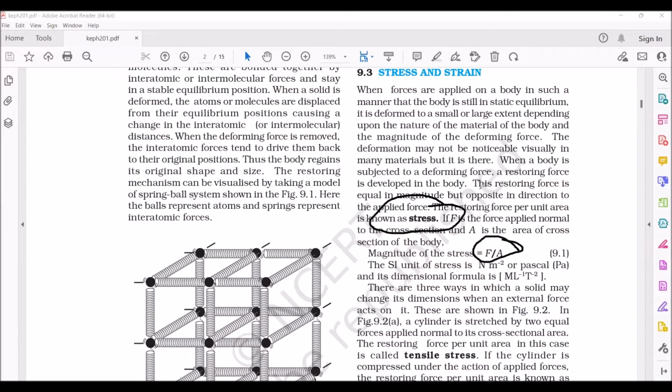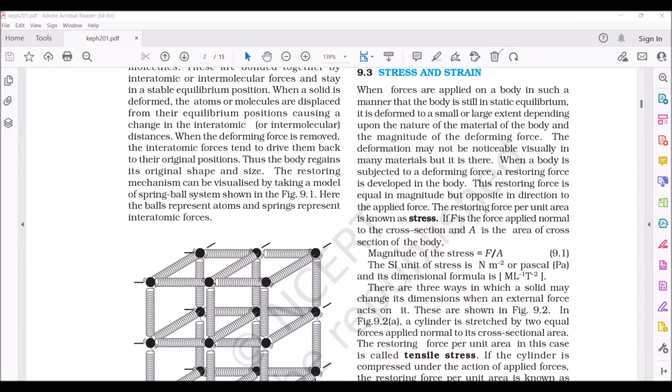The more force we apply, the more is the stress. The units we have already discussed: Newton per meter square or Pascal. Now, we can classify in three ways how the dimension of a solid object changes when we apply an external force.